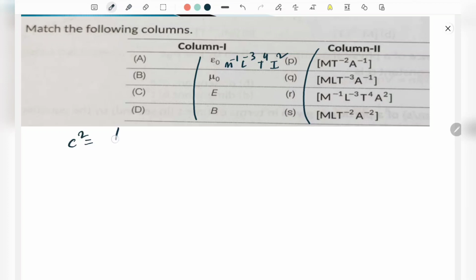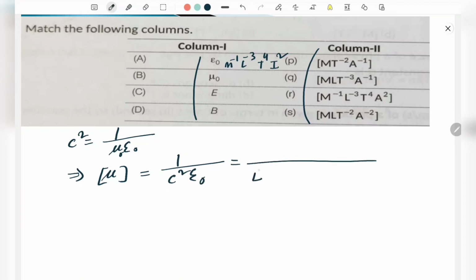We also know that c squared is equal to 1 over epsilon mu. So the dimension for mu is 1 over c square epsilon naught. C has the dimension of velocity, epsilon naught.